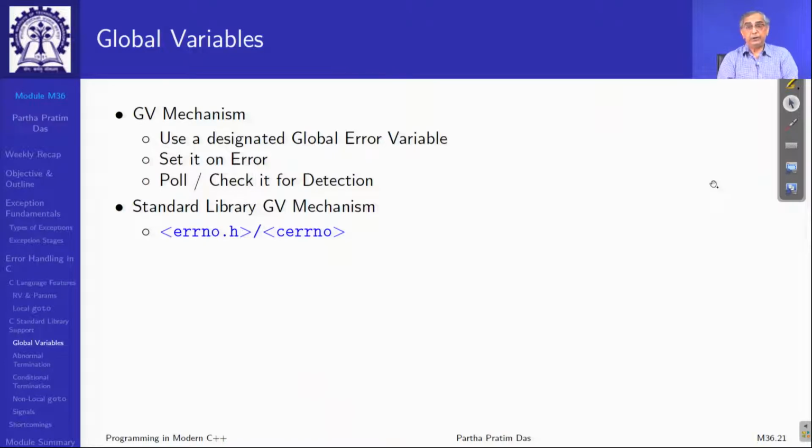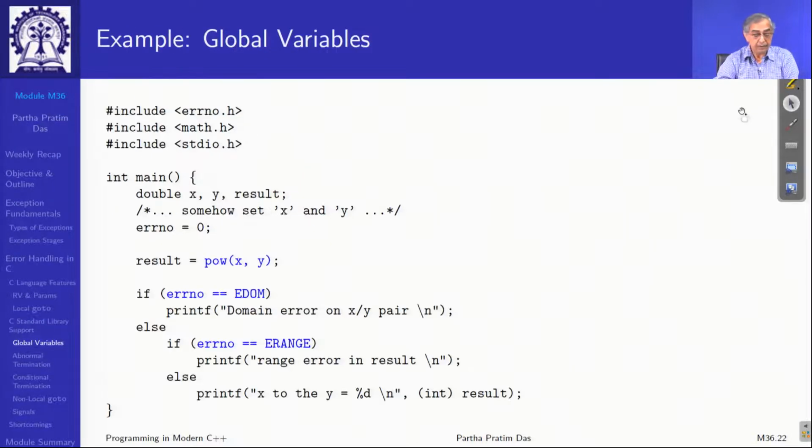Now, let us go into the different features that the libraries provide. The GV mechanism, or global variable mechanism, is something several library functions practice: if they come across an error, they set a global variable which is provided in errno.h. Okay. So, an example will make it clear. Here I am trying to do a power function, right, x to the power y, where x and y are some values.